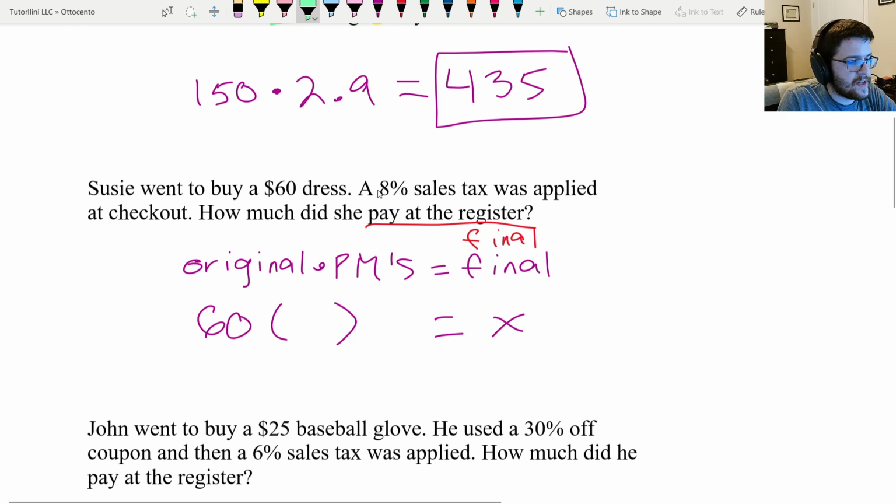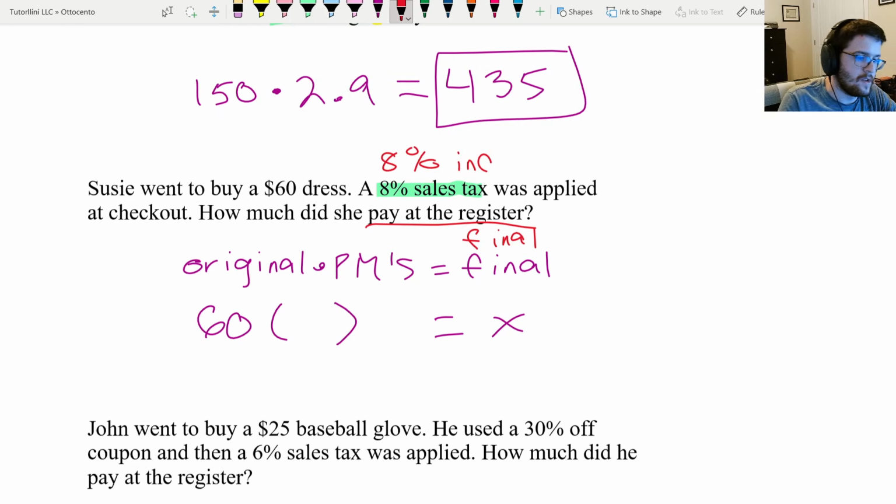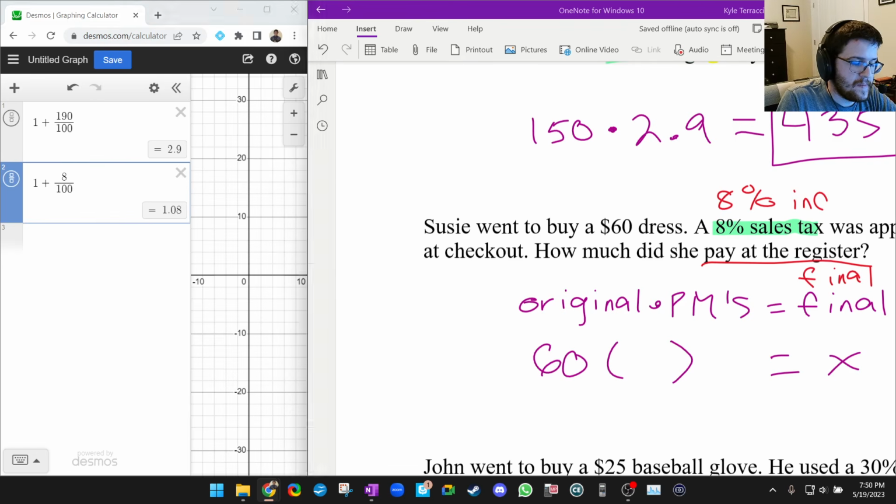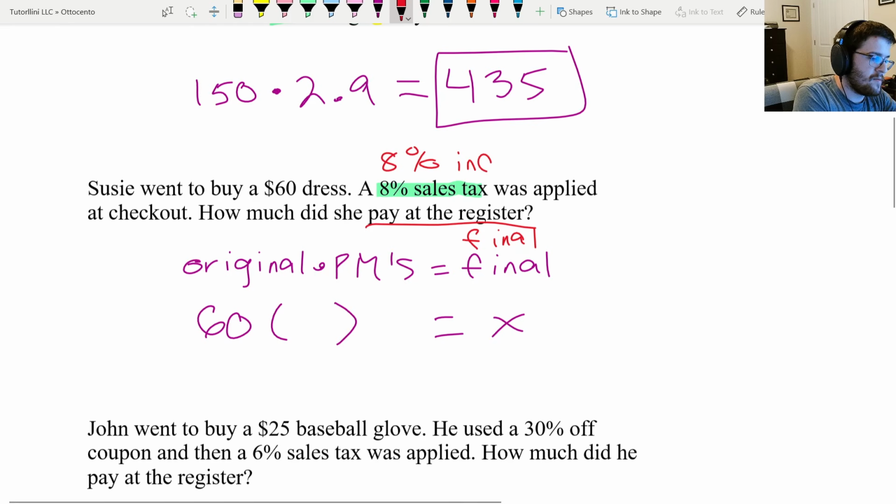So we have an 8% sales tax. That is an 8% increase. Remember we said sales tax is an increase. So let's see what the multiplier is. 1 plus 8 divided by 100, that's 1.08. And I don't need to do any algebra. Everything is kind of where I want it. 60 times 1.08 is 64.8.